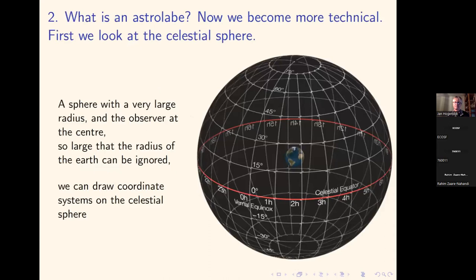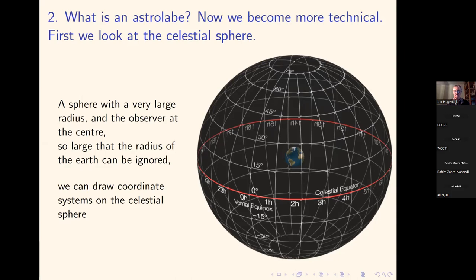Now, I will be a bit more mathematical and a bit more technical. So first, if we want to understand what an astrolabe is, we have to consider the celestial sphere. What is the celestial sphere? The celestial sphere is a sphere with a very large radius. You, the observer, are at the center. The radius is so large that the radius of the Earth can be ignored. So usually today, we say that the celestial sphere is imaginary. It's something that we imagine in our minds.